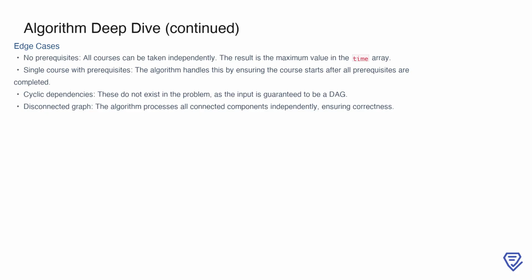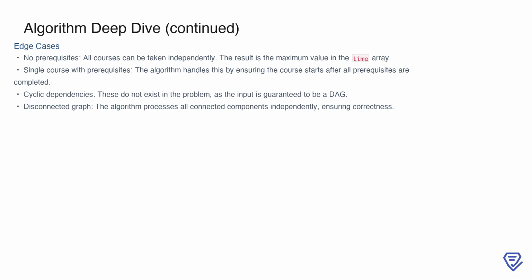When applying this algorithm, it's important to consider edge cases to ensure robustness. If there are no prerequisites, all courses can be taken independently, and the result is simply the maximum value in the time array. For a single course with prerequisites, the algorithm ensures that the course starts only after all its dependencies are completed. Since the problem guarantees a directed acyclic graph, cyclic dependencies are not a concern, so we don't need additional checks for cycles.